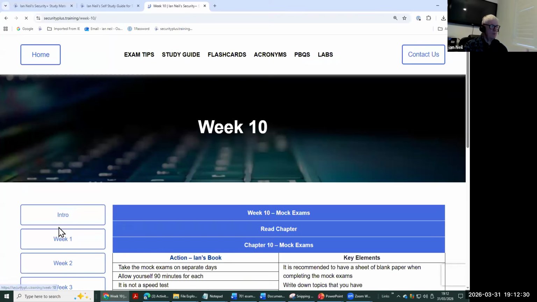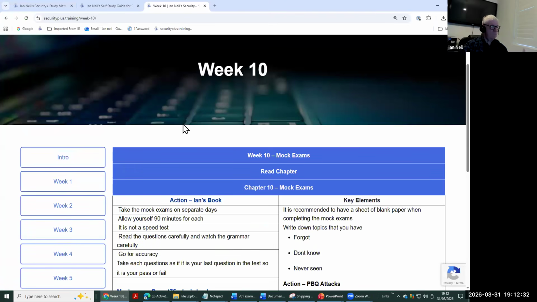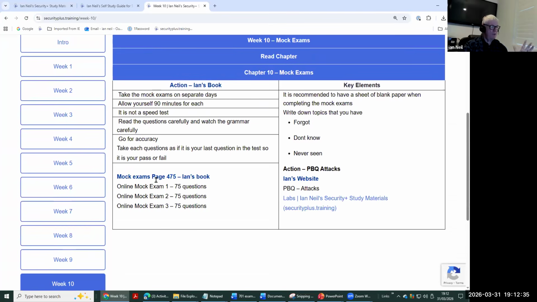And when you get to week 10, you've then got 3 mock exams that I've got. I suggest taking these mock exams one at a time on different days. But also, if you're doing a mock exam, I'm recommending you have a sheet of blank paper. Write down the topics you either forget, you don't know, or you've never seen. Then I've got PBQs on attacks here as well.